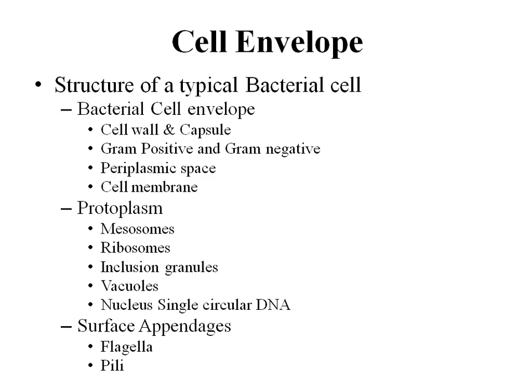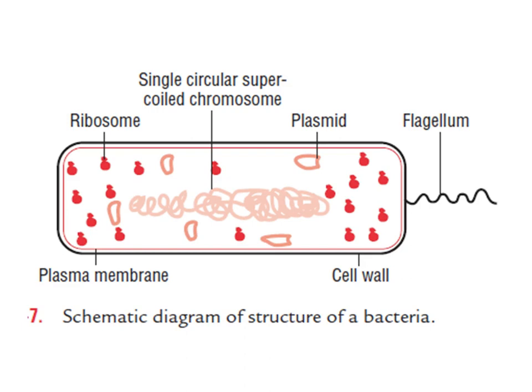Protoplasm contains mesosomes, ribosomes, inclusion granules, vacuoles, or nucleus with a single circular DNA, but it won't have a nuclear membrane as with that of the eukaryotic bacteria. The surface appendages in some of the bacteria can be flagella or pili. So this is just a schematic diagram of the structure of the bacteria.